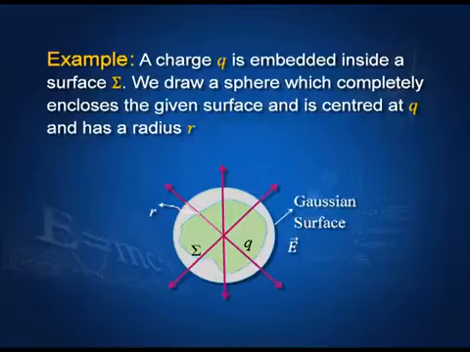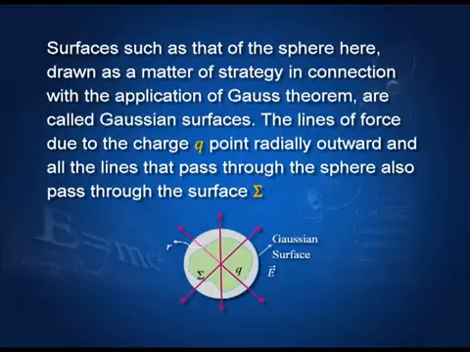So, we have this surface sigma shown in green color, and we surround it by what is known as a Gaussian surface, a spherical surface which encloses the original surface. Now, this is a spherical symmetry. I mean, in a sphere, in whatever way you rotate it, wherever you look at it, you see the same thing. That is known as spherical symmetry.